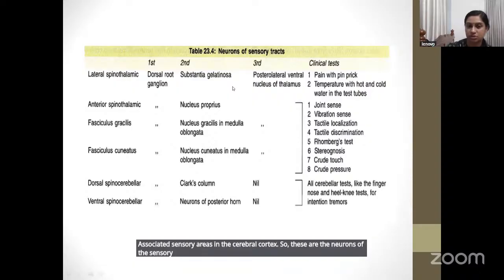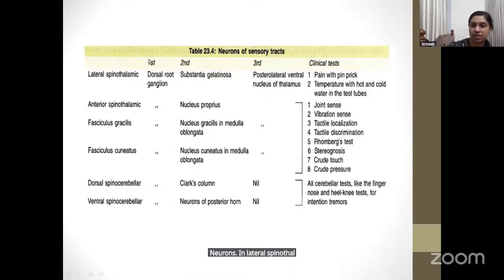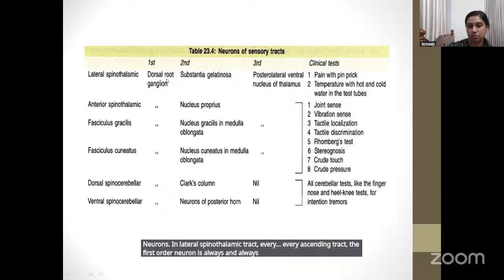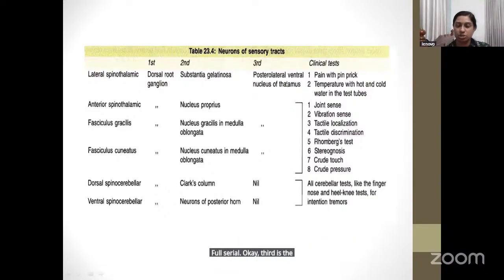We have to study the first order, second order, and third order neurons. In the lateral spinothalamic tract, as in every ascending tract, the first order neuron is always the dorsal root ganglion. In the lateral spinothalamic tract, the second order neuron is located in the substantia gelatinosa, which is in the posterior horn. The third is the posterolateral ventral nucleus of the thalamus.